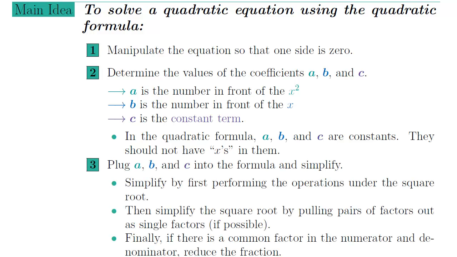Third, we're going to plug a, b, and c into our quadratic formula and then simplify the result. We simplify by first performing the operations under the square root. Then we simplify the square root by pulling pairs of factors out as single factors. And then finally, if there's a common factor in the numerator and denominator, we'll reduce the fraction. Let's take a look.